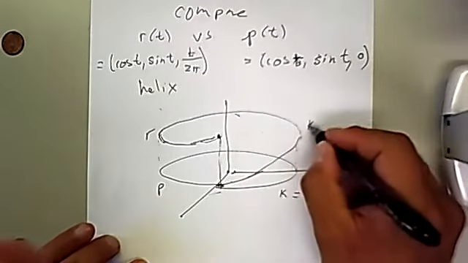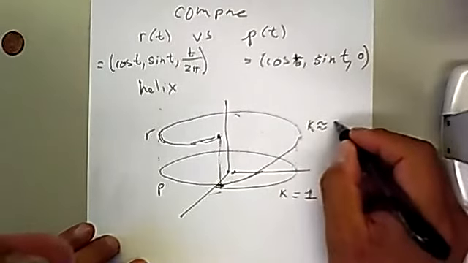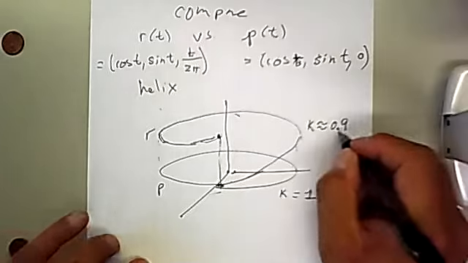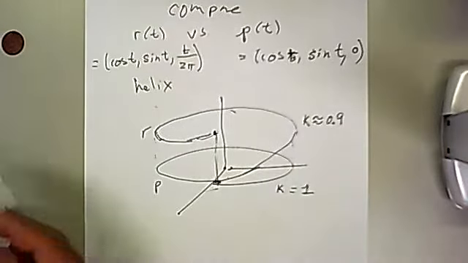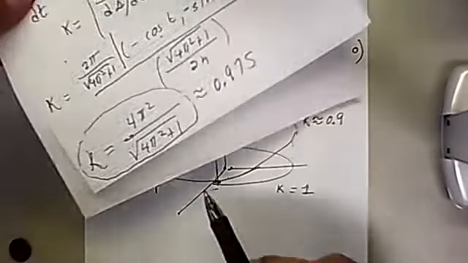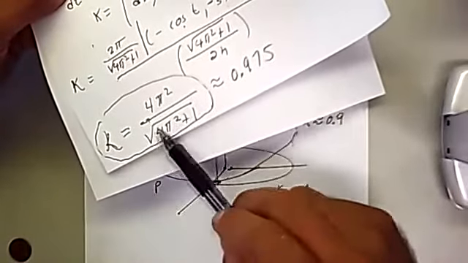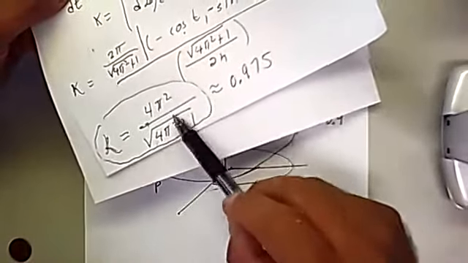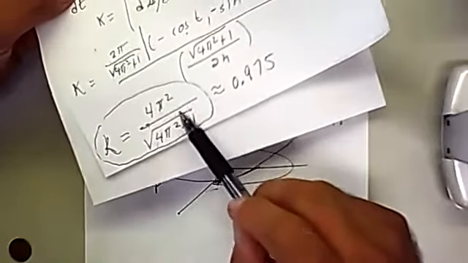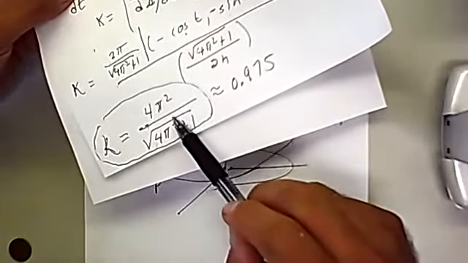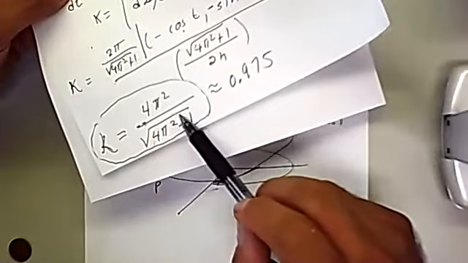The curvature here is about 0.975. Let me double check on my previous page. Yep. Remember, the curvature is exactly 4 pi squared over the square root of 4 pi squared plus 1. That is the exact value, and that's the kind of answer I'm going to ask you to please put on assignments.